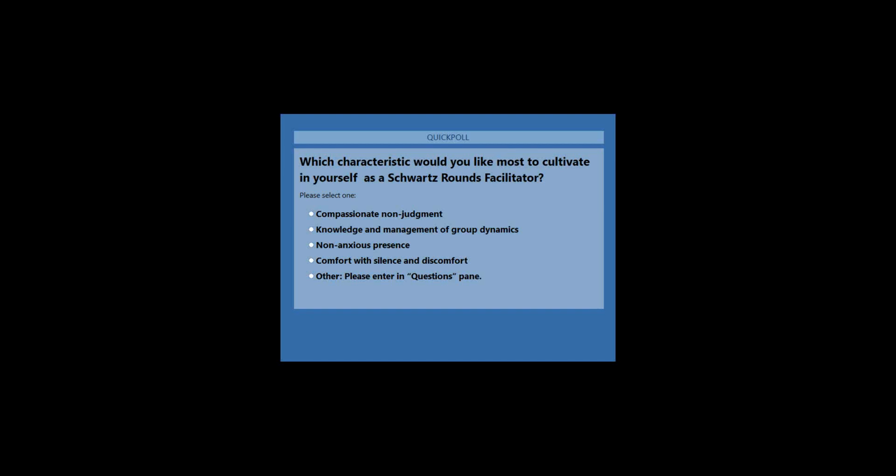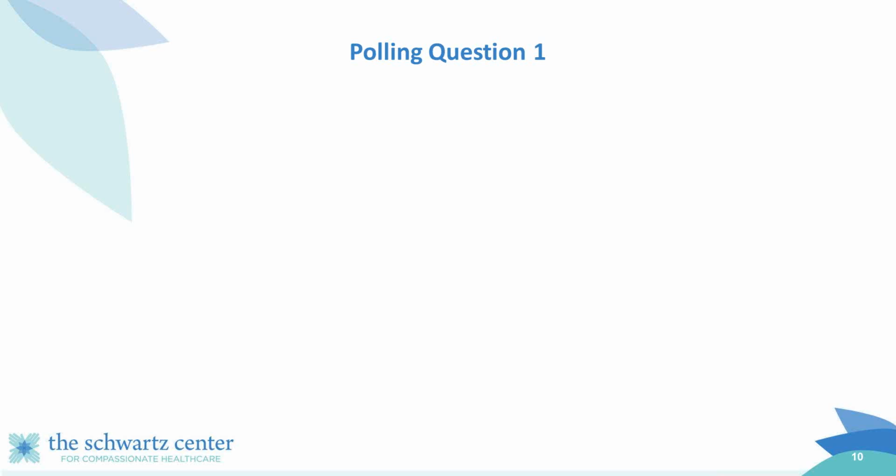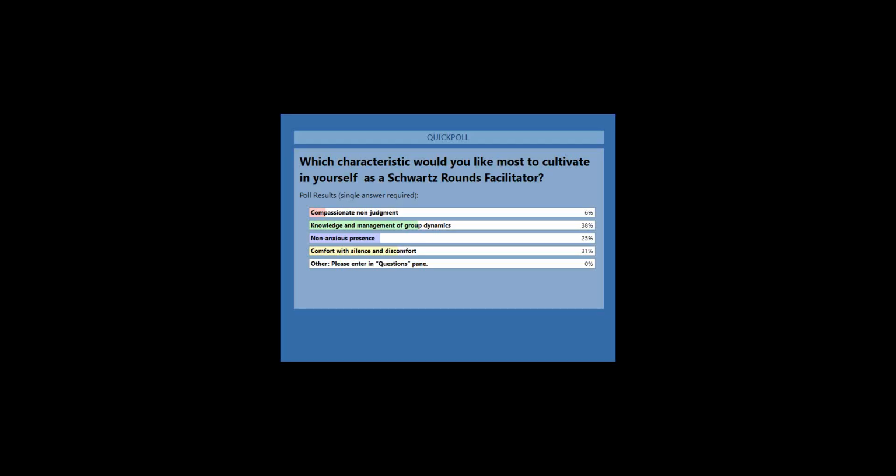All right, we are getting lots of answers. So what we see here is that our facilitators are looking to cultivate primarily knowledge and management of group dynamics and facilitation, which is fantastic. We also see a large portion of you looking to cultivate your own comfort with silence and discomfort, because as we all know, that's something that we all need to model for participants in Schwartz Rounds, because silence and discomfort are an inevitability in our sessions. And we're also seeing that non-anxious presence and compassionate non-judgment are important to some of you as well, because if we can cultivate that presence, that's something that we'll be able to use to create the safe space that we need for a Schwartz Rounds conversation.